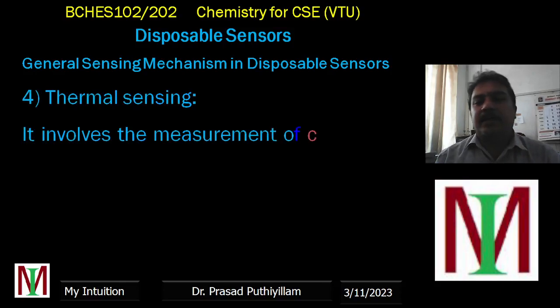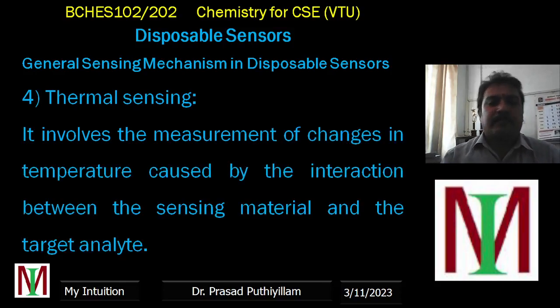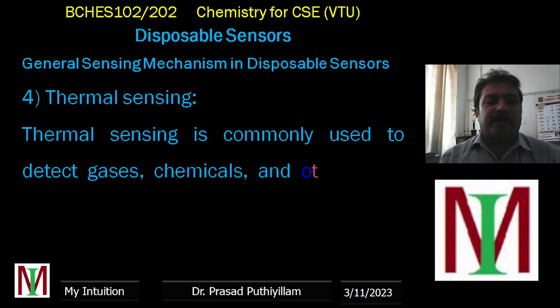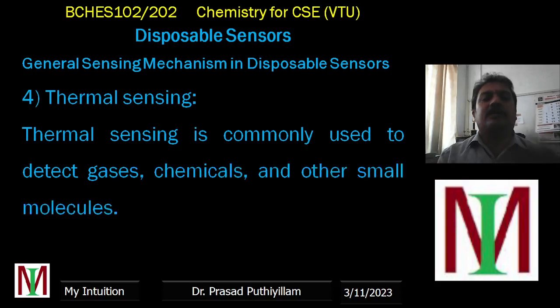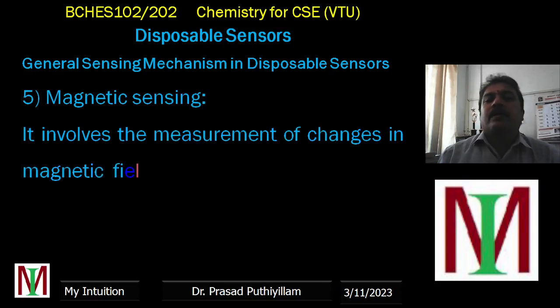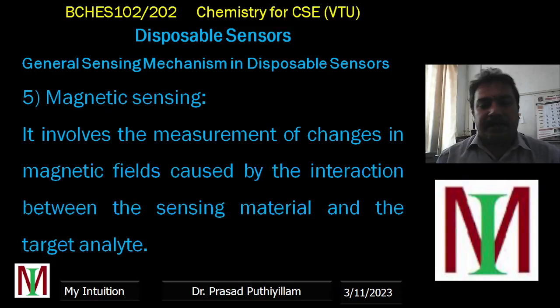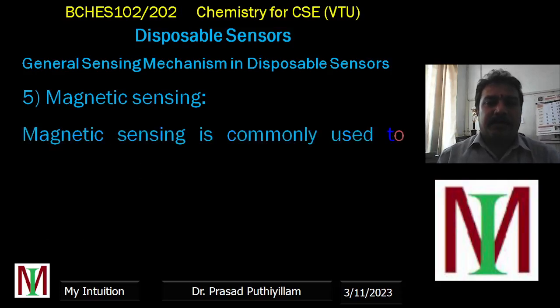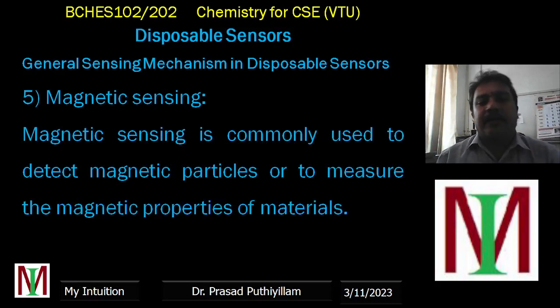Thermal sensing, something related to temperature. Changes in temperature due to the interaction are detected using thermal sensing. It is commonly used to detect gases, chemicals and other small molecules which cause thermal changes. Okay, based on that it senses. Magnetic sensing: any material which has a magnetic property can be detected using a magnetic sensor. The interaction with the magnetic field produced by the sensing element is used for this particular mechanism. It is used to detect magnetic particles or to measure the magnetic properties of materials.